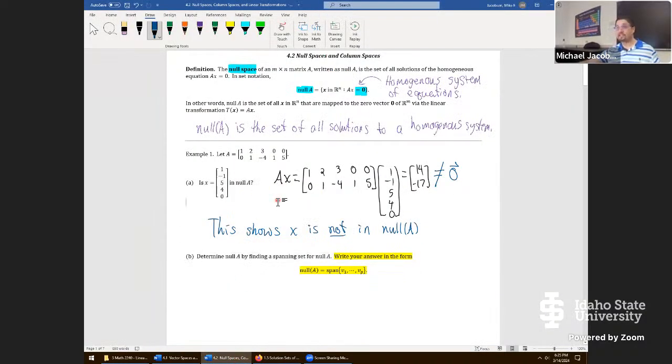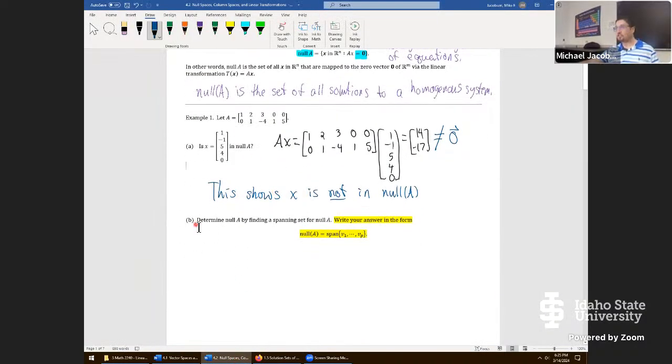And let's give it a try with this system. So it says determine null A. That means we go directly to here and solve AX equals 0. That's going to give us all the vectors X inside the null space. So here's our first step: AX equals the 0 vector. We definitely don't want to solve it right here exactly. Our only really good method for solving this is an augmented matrix.